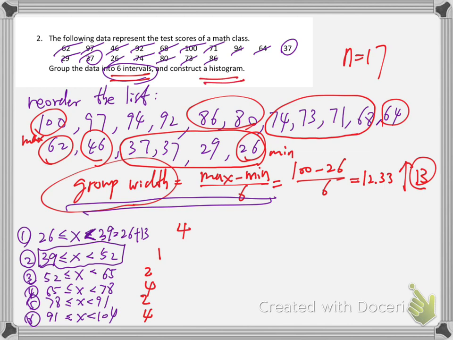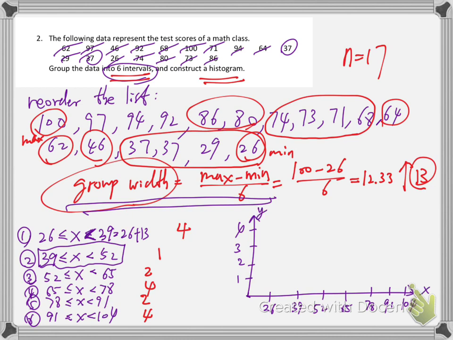And then we can make a histogram. So what's a histogram? It's based on the x and y axis. On the x-axis, we put the groups: 26 to 39 to 52, 65, 78, 91, and then the last one, 104, right? The maximum is 4 numbers for each group, so just label 1, 2, 3, 4 on the y side, okay? So this is the x-axis, this is the y-axis.